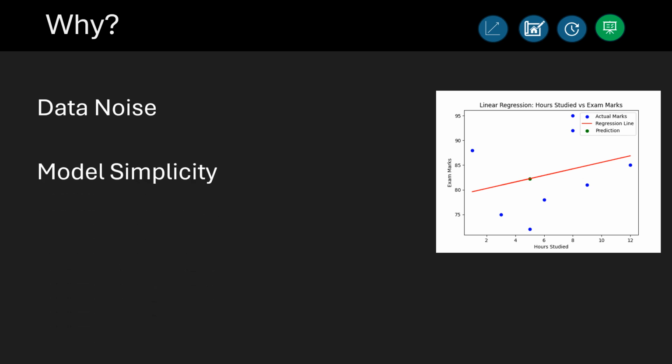Secondly, model simplicity. A linear model assumes a straight line relationship which may not perfectly capture a complex nonlinear pattern in the data. And finally, omitted variables. The model might not include all factors influencing the dependent variable. For instance, study quality could also affect exam marks, but isn't part of the dataset, as we talked about previously.